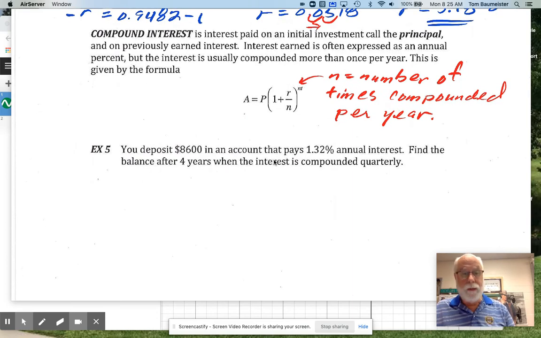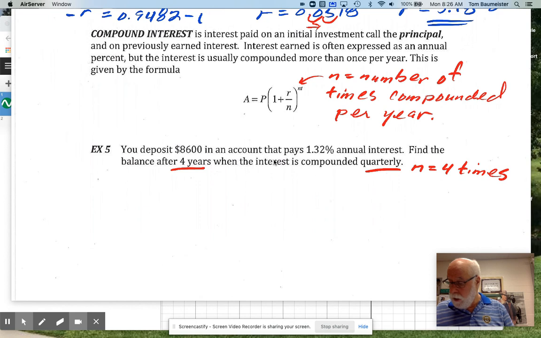Okay, so our last example, you would deposit $8,600 into an account that pays 1.32% annual interest. Find the balance after 4 years. Okay, that's our T, where the interest is compounded quarterly. So this would be our N, and our N is equal to 4 times.